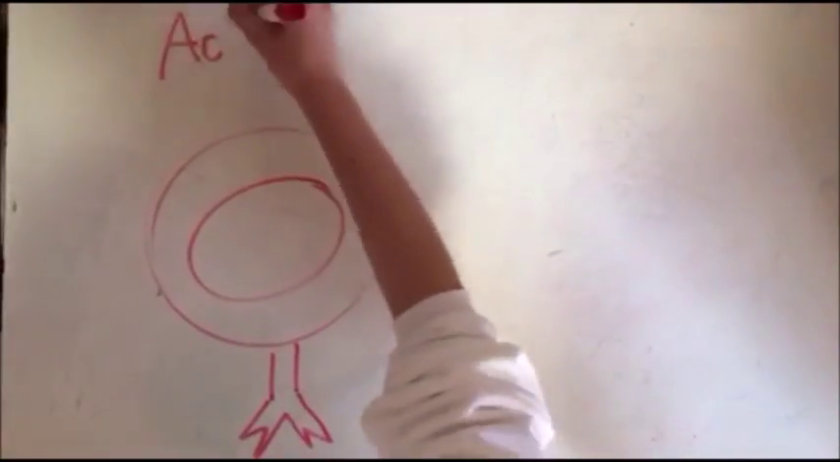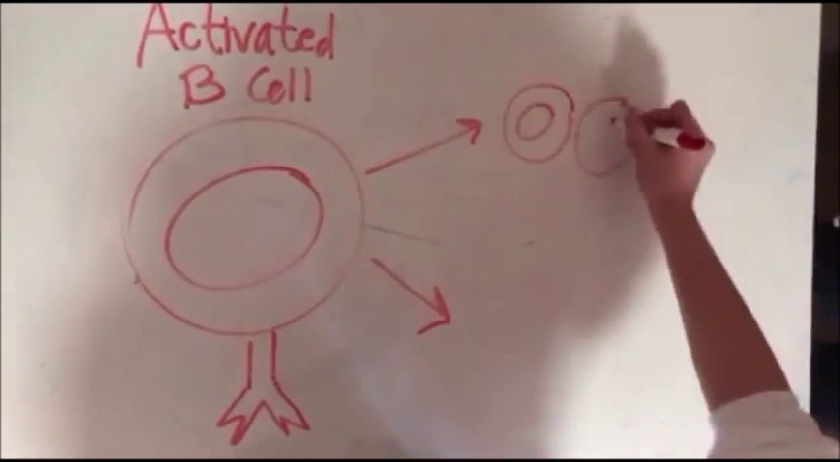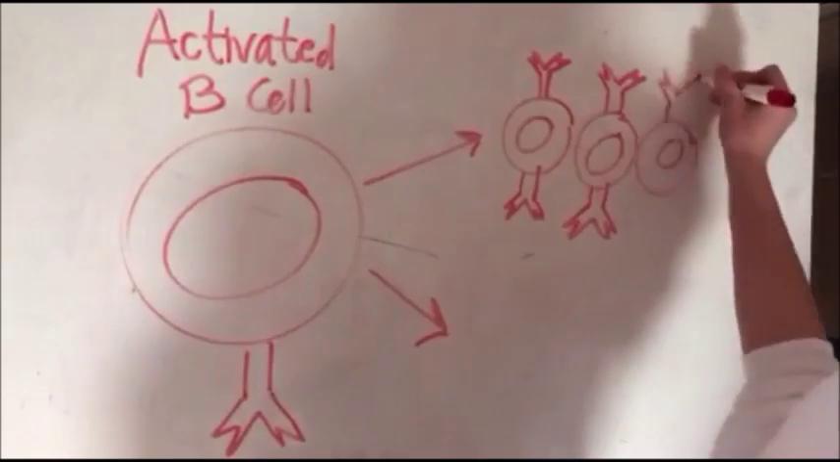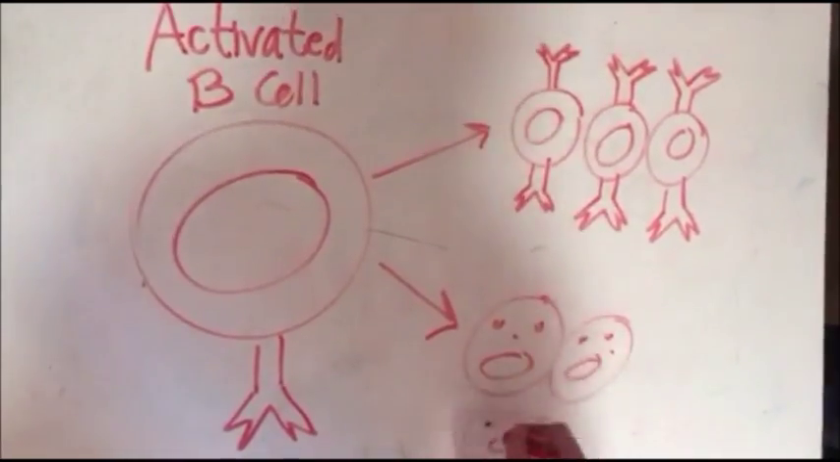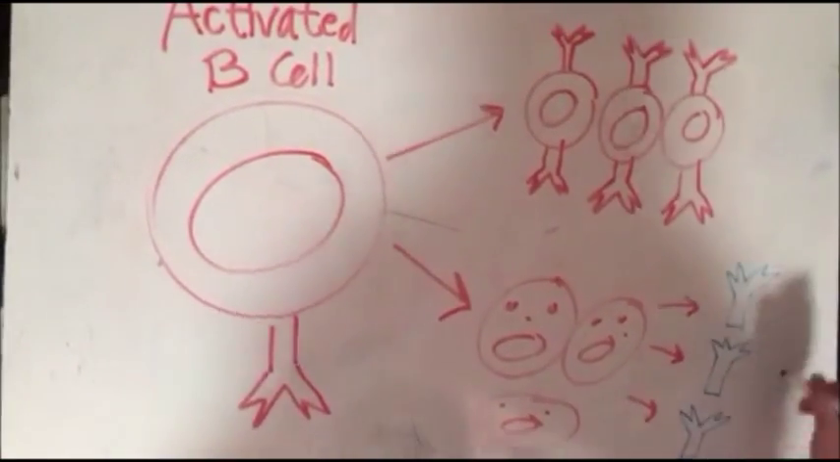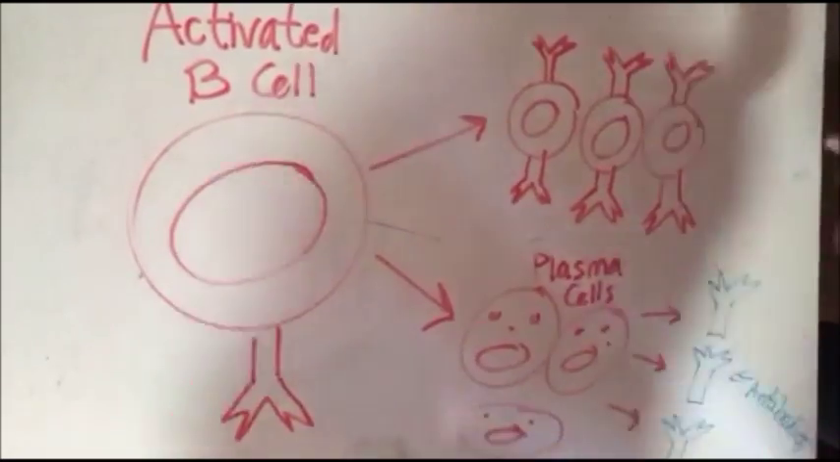For the humoral response, a B cell differentiates into memory B cells or plasma cells. Memory B cells will remember the antigen of the pathogen for future production of antibodies. Plasma cells will produce thousands of the same antibodies that are released into the body for neutralization or destruction of this specific pathogen.